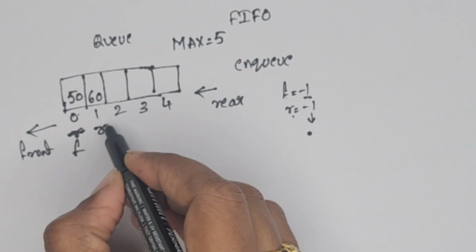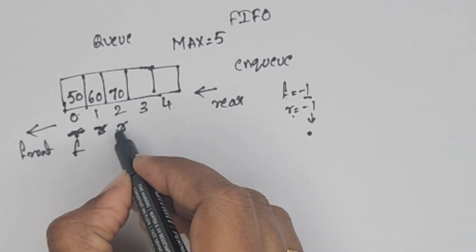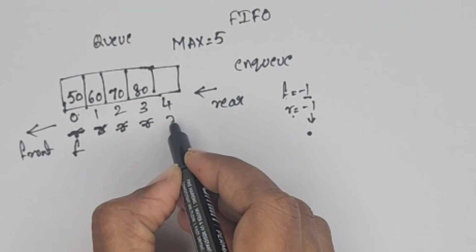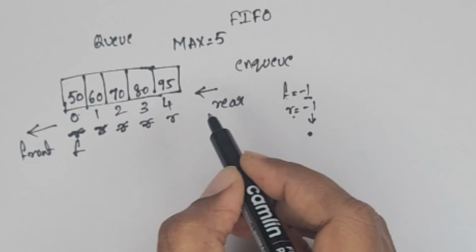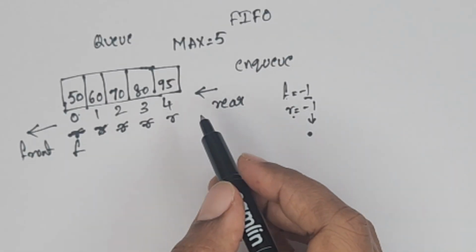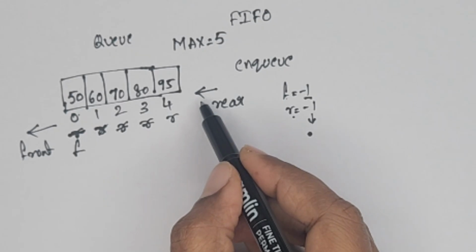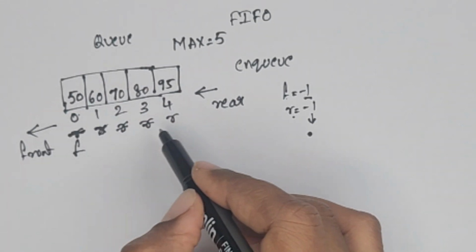See, again insert means increment rear value by 1, insert the element. Again insert, increment rear, insert the element. Again enqueue means increment rear value and insert the element. Again enqueue. Enqueue means we have to insert in the fifth location, but there is no fifth location. So I cannot insert the element because queue is full.